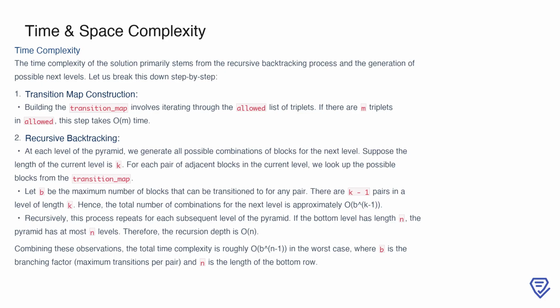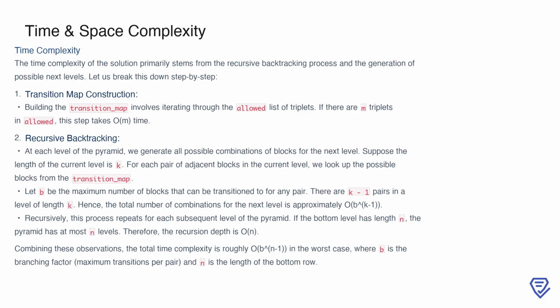At each level of the pyramid, we calculate all possible combinations of blocks for the next level. If the current level has a length k, there are k-1 pairs of adjacent blocks. For each pair, we look up the possible transitions in the map. If B represents the maximum number of possible transitions for any pair, the total combinations for the next level will be proportional to O(B^(k-1)).